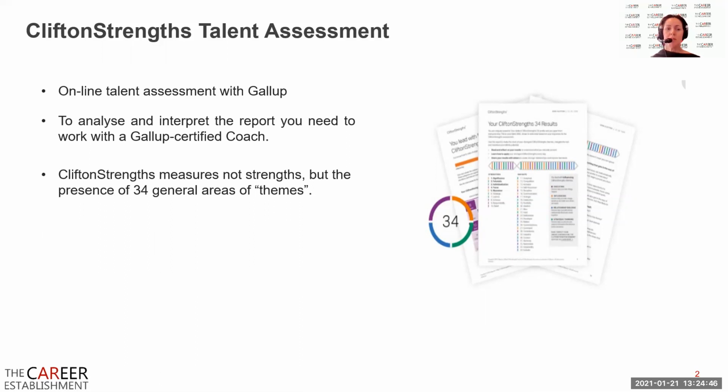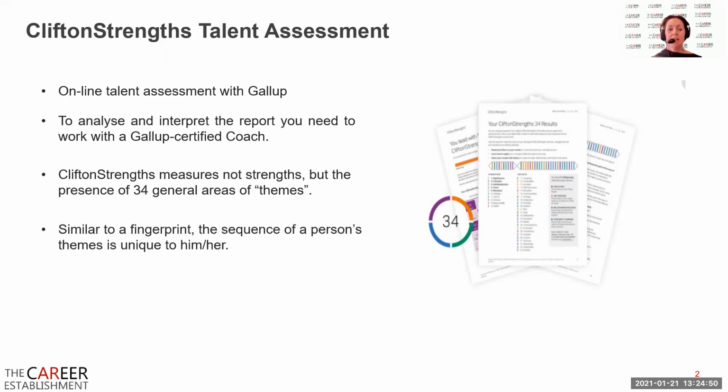CliftonStrengths measures not strengths, but the presence of 34 general areas of themes. So we call them talent themes. Now, similar to a fingerprint, the sequence of a person's themes is unique to him and her. So of those 34 talent themes, you might have a talent such as analytical, or harmony, or winning others over, which is one of my favorites, because it's all about influencing others and trying to persuade and, well, basically win others over. It's pretty obvious. So it's an influencing theme.